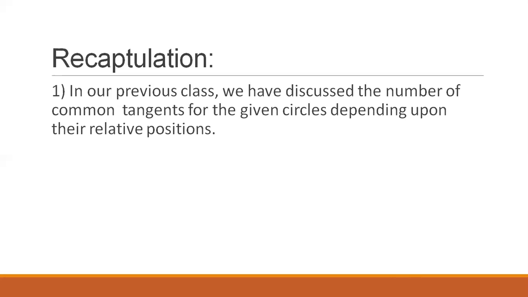In the four tangents, two tangents are direct common tangents and two tangents are transverse common tangents. These four common tangents are the common tangents depending upon the relative position of the given circles S equal to 0 and S dash equal to 0.